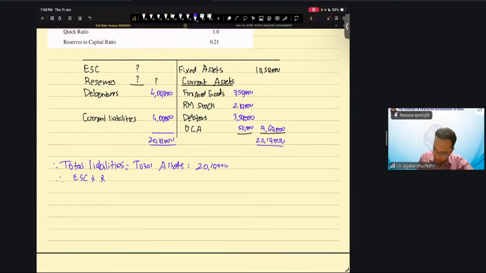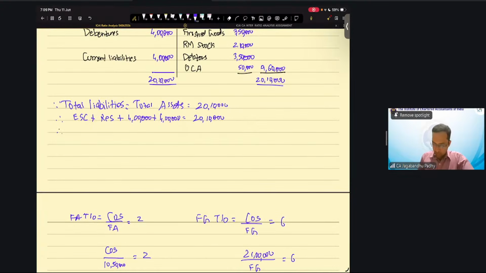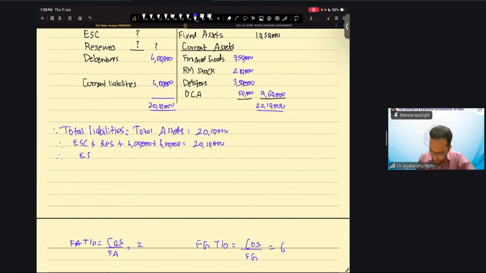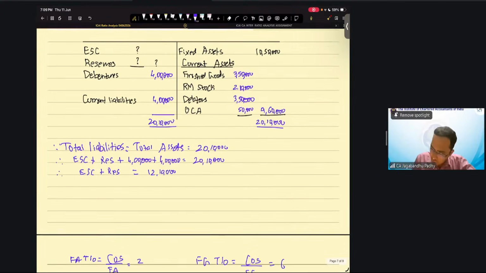So therefore, equity share capital plus reserves plus debentures of 4 lakh plus current liabilities of 4 lakh. This should be totaling to 20,10,000. So therefore, we can say equity share capital plus reserves should be equal to how much? 20,10,000 minus this 8 lakh, which is 12,10,000.